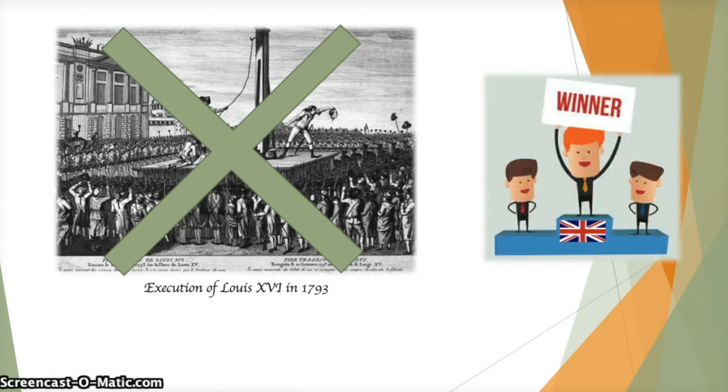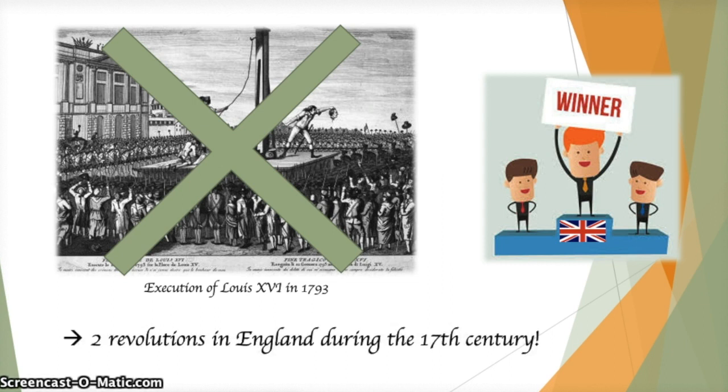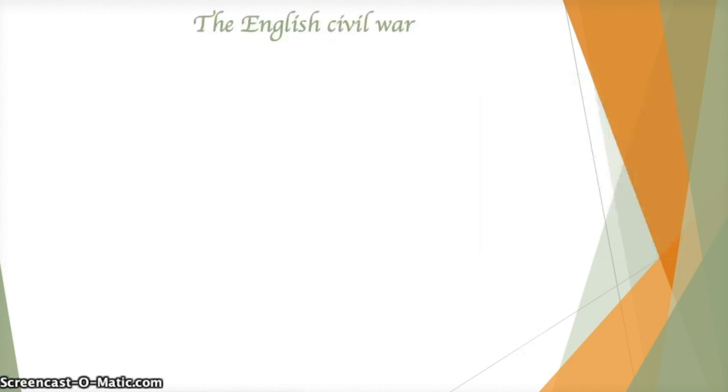Actually, there were two revolutions in England during the 17th century. Let's study the first one, which is usually called the English Civil War and took place between 1642 and 1651. There were two main issues leading to this revolution, political and religious ones. To begin with, let's have a look at the political issues.